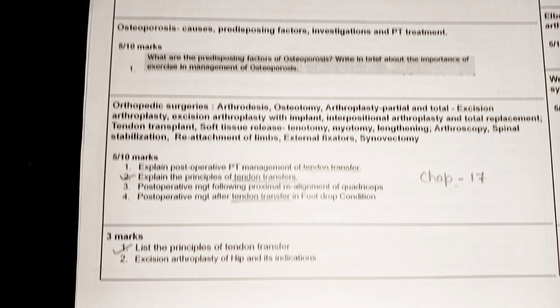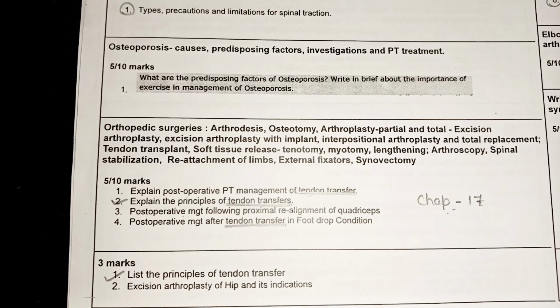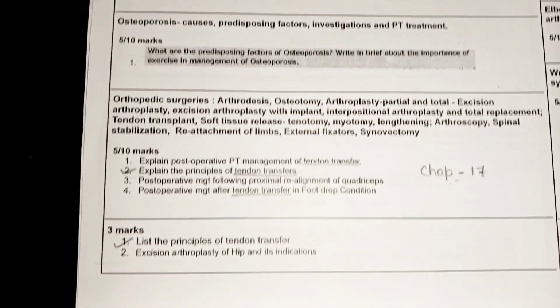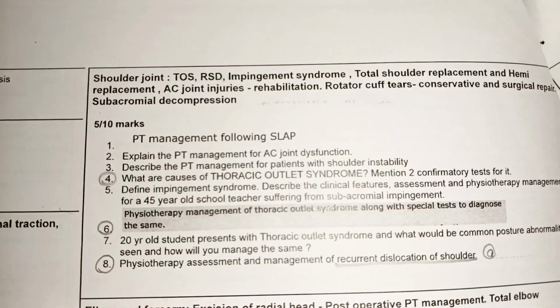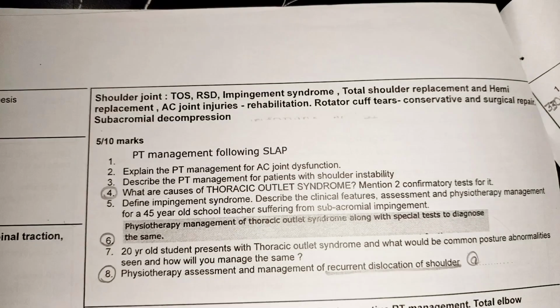Now coming to the important 3 marks. The first one, list the principles of tendon transfer. Last one, that is excision arthroplasty of hip and its indications. Now coming to the next topic, that is related to shoulder joint.